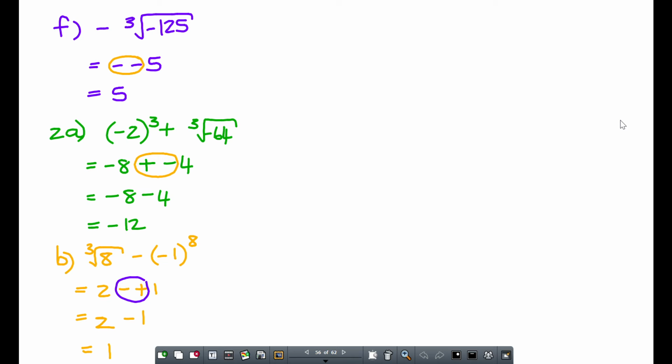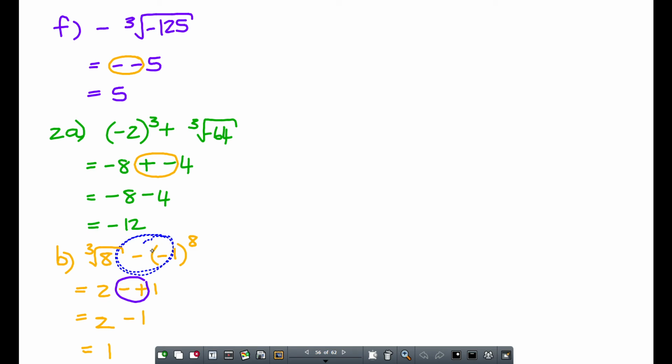I tried to write out every step so you guys would be able to understand. Any questions at F or 2A and B? Yeah. Why does it change to a plus? Okay, so basically I'm assuming that you want to say that these two together make a plus.